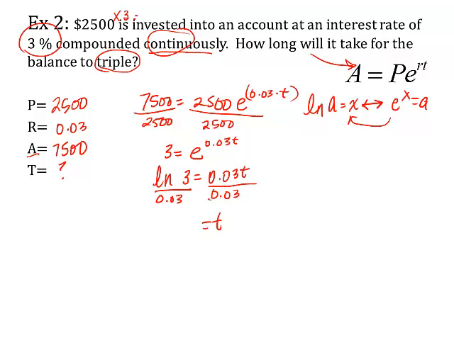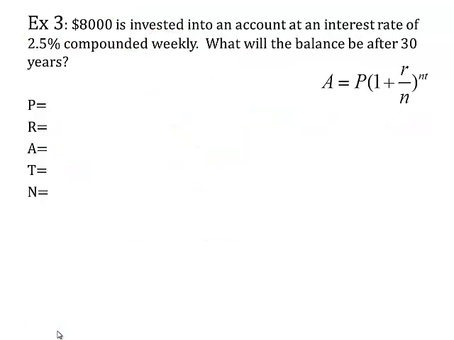And again, you're just going to type this in the calculators. And when you do, I get approximately 36.6 years. Okay, round to the nearest tenth. That's how long it would take to triple my money. All right, that's a really good interest rate, by the way. 36.6 years to triple my money. Not bad. Let's try another one.